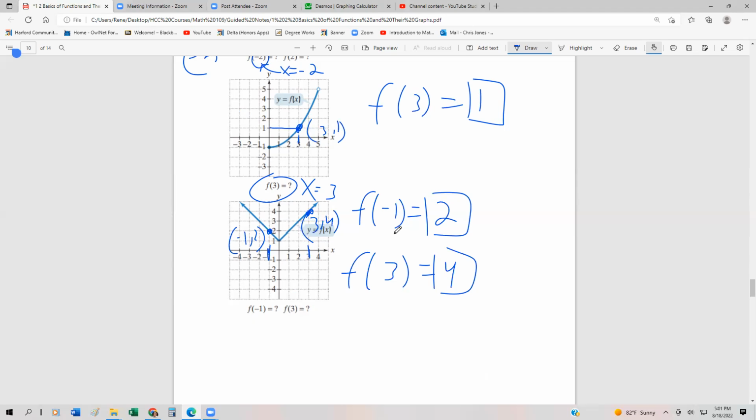So the vertical line test and being able to find the function's value given the graph of the function are really easy. We wish the entire course was like this. Unfortunately, it's not going to be. It will be more difficult.